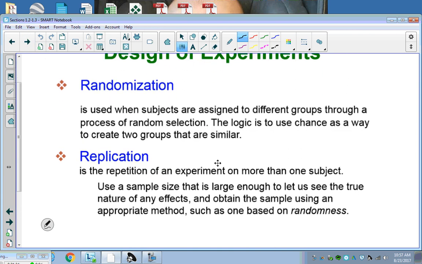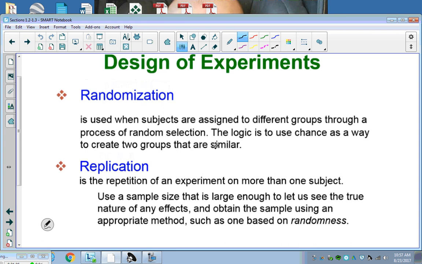Design of experiments, randomization. Of course, that means we're going to put them in 2 different groups and just randomly put them there. Replication: I'm going to use a sample that's large enough, and I'm going to be repeating things. And it's still based on randomness.